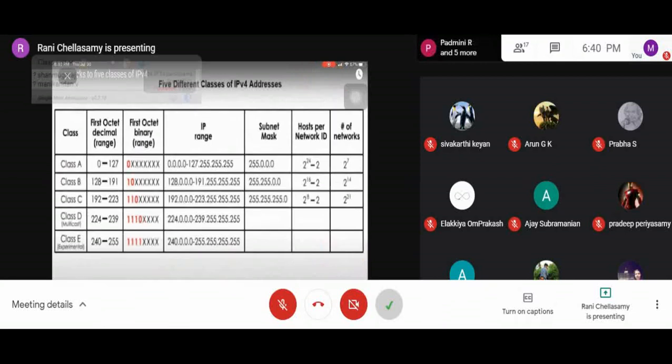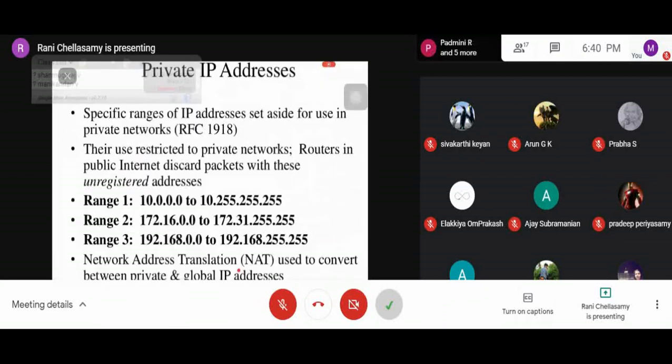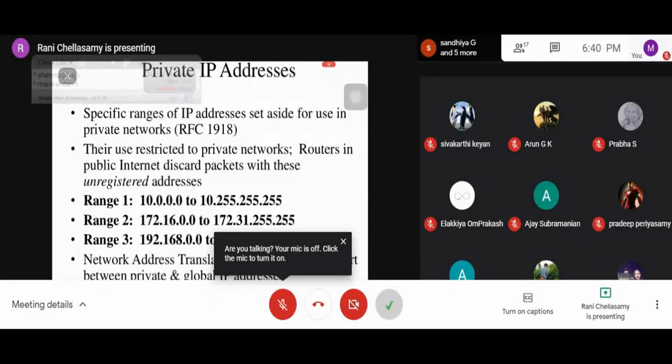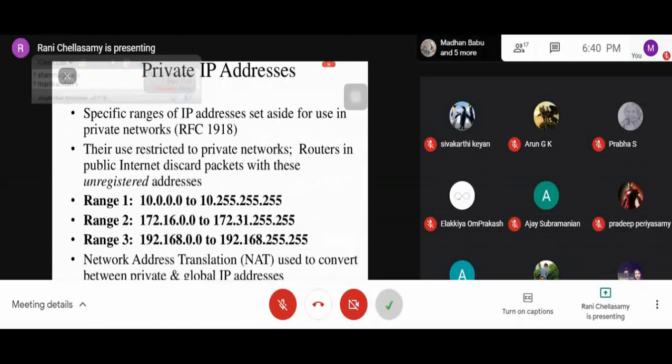Okay, next we will see private IP addresses. Here specific ranges of IP addresses are set for use in private networks. So some restricted networks will be using these private IP addresses. Not all users will use these private IP addresses. Their use is restricted, and only some users are allowed to use this private address to utilize private networks.